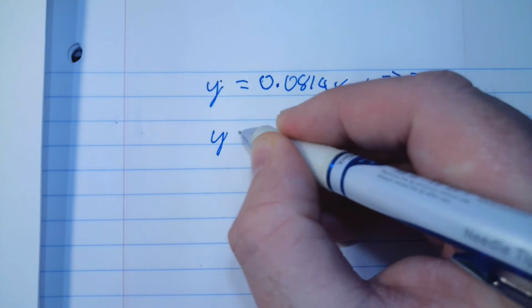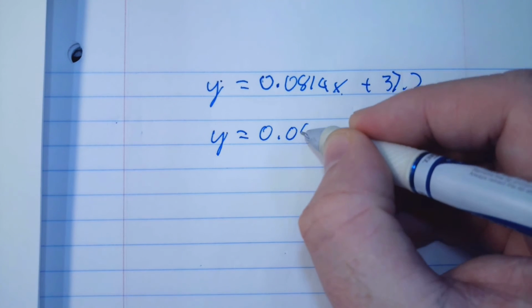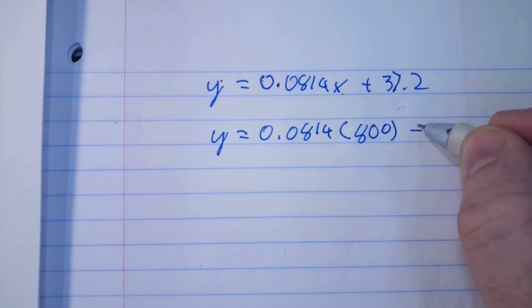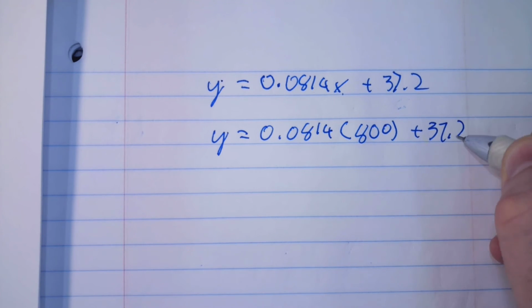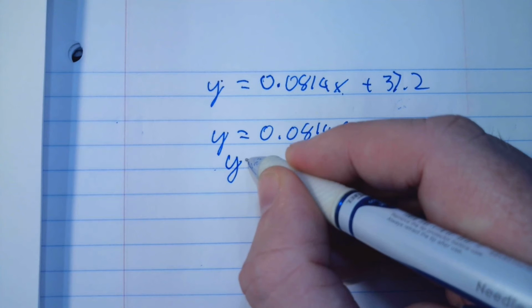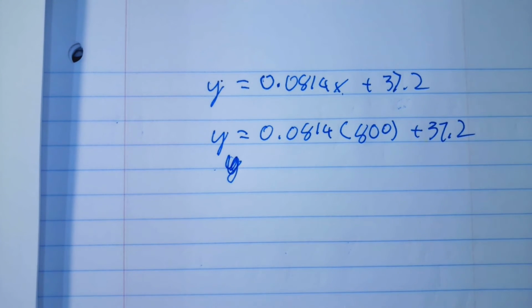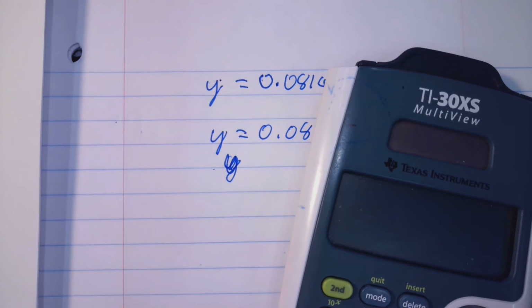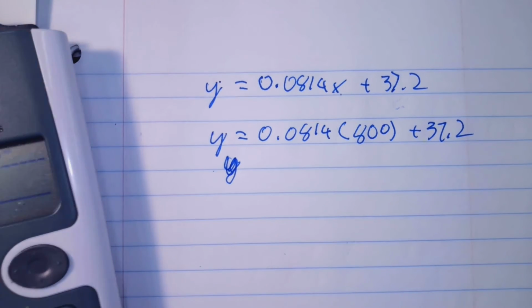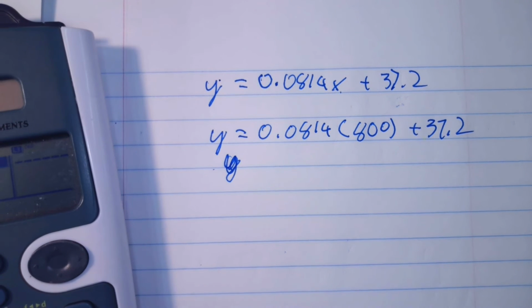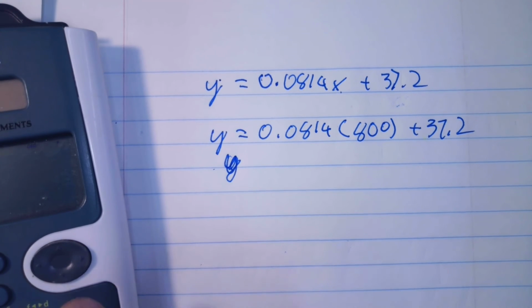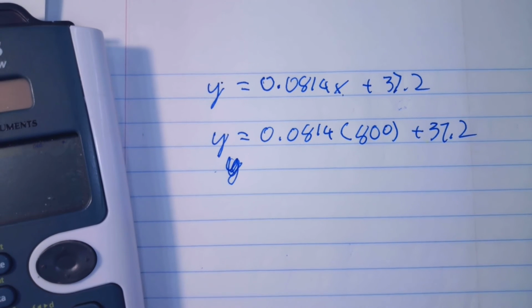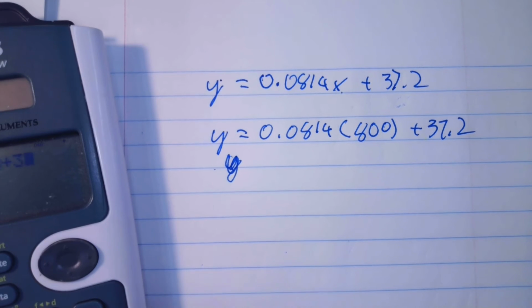I do this. Y equals 0.0814 times 800. And yes, you're going to be required to write this down. But there's no steps. Now all we have to do is put that in the calculator, right? Not in a special fancy way. You just type it in. I want just regular. 0.0814 times 800 plus 37.2.